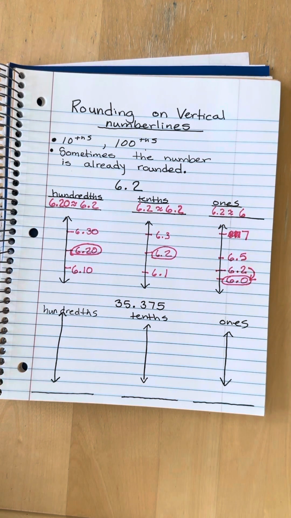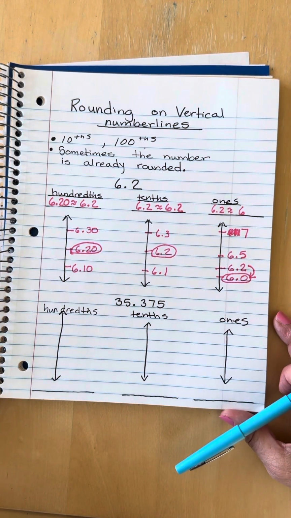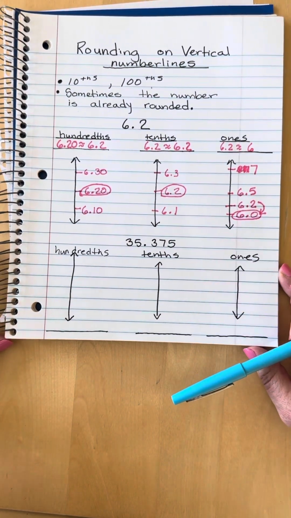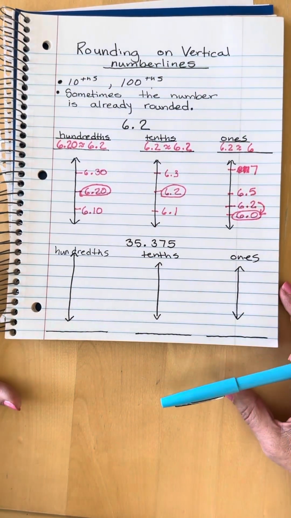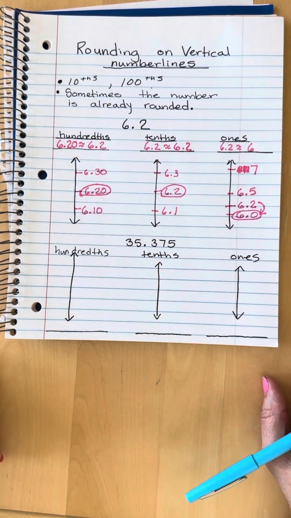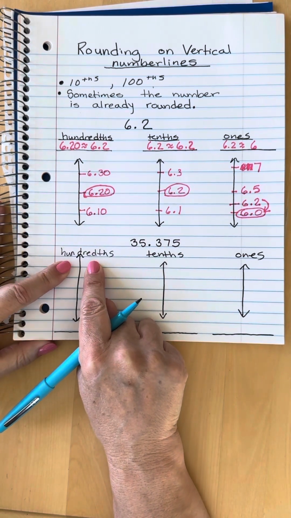All right, let's look at a second example. I know I went a little fast on that one, even made a mistake myself. So I'll slow down a little bit on this next example. So this next example, we're going to take 35 and 375 thousandths. We're going to first round it to the nearest hundredth.